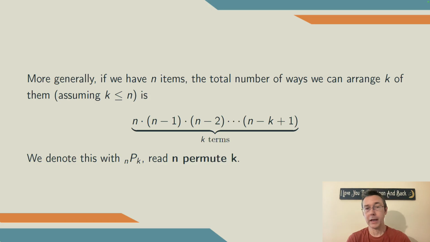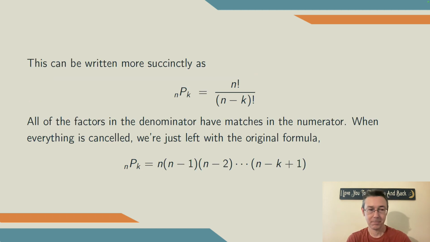This can be generalized. Suppose we have n items and we want to arrange k of them, where here we're assuming k is no bigger than n. We can do exactly what we did in this example. n times n minus 1 times n minus 2, multiplying by every integer, going down by ones, until we have k total things that we're multiplying. This comes up often enough where it has its own name. We read this as n permute k.